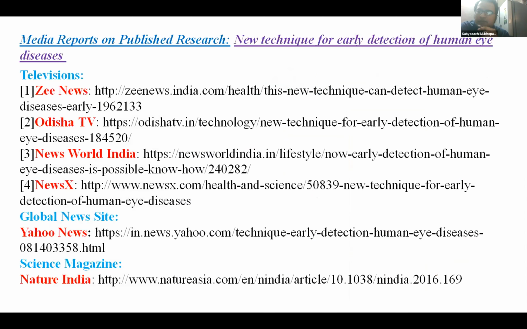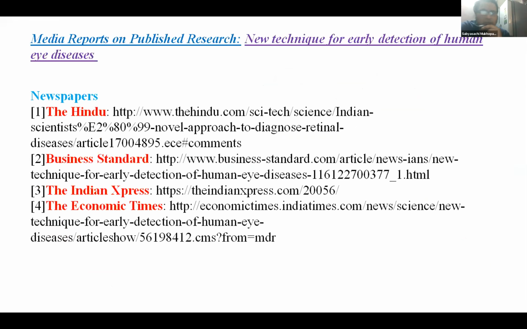We are actually the first research group across the globe who deployed AI for diabetic macular edema detection. That has been highly appreciated by G News, Odisha TV, News World, India NewsX, and all the global news sites in 2016. Newspapers like The Hindu, Business Standard, Indian Express, and Economic Times also appreciated our work to a large extent.